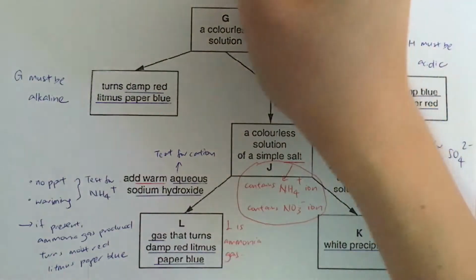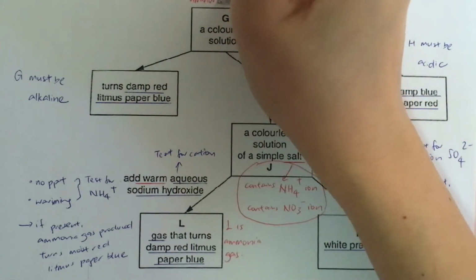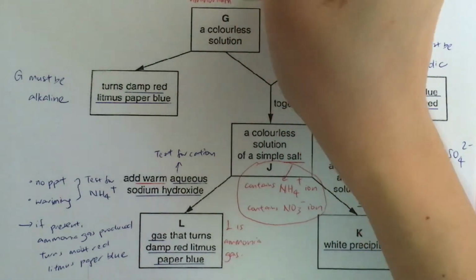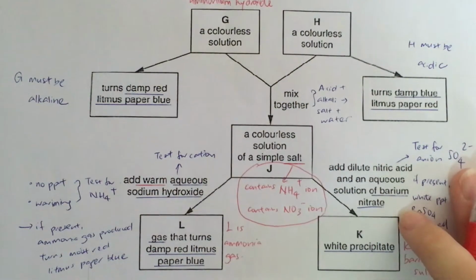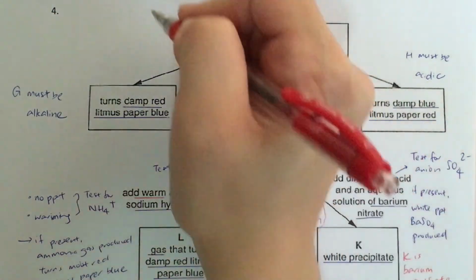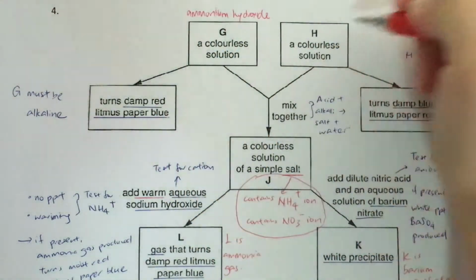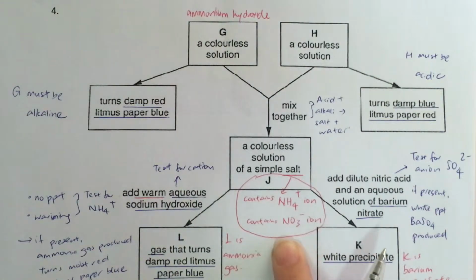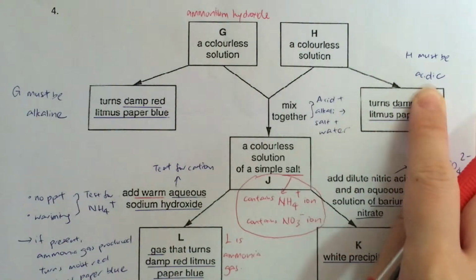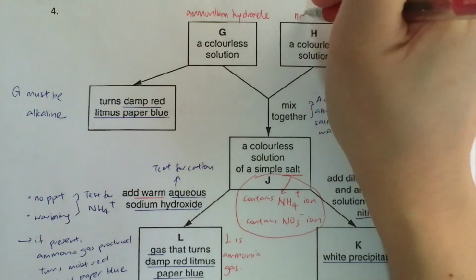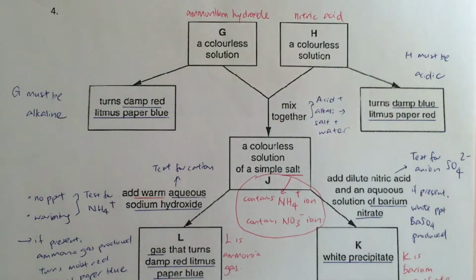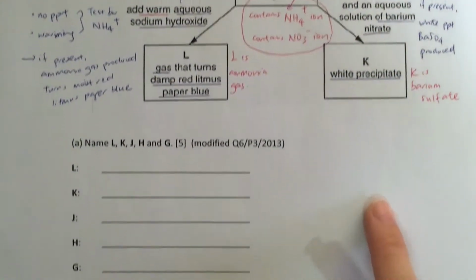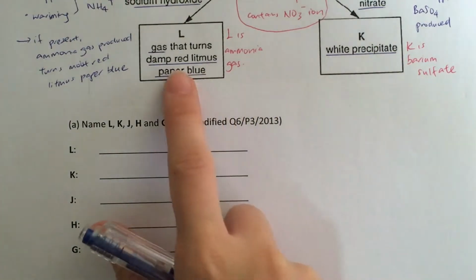So now we go back to G. If ammonium ion is present and G is alkaline, so what is the ammonium alkali? Ammonium hydroxide. So ammonium hydroxide is my alkali. Now if we look at what H contains, by right it should contain sulfate ion and it should be acidic. So by right H should be sulfuric acid. So this is the other error. We will correct it as we fill up the names.